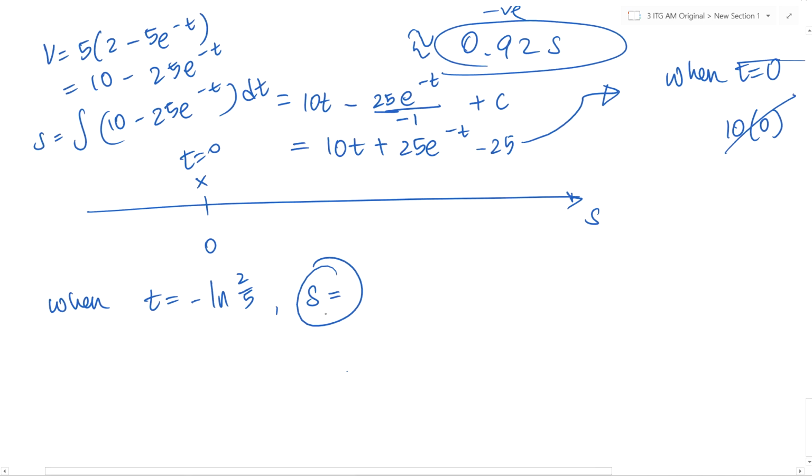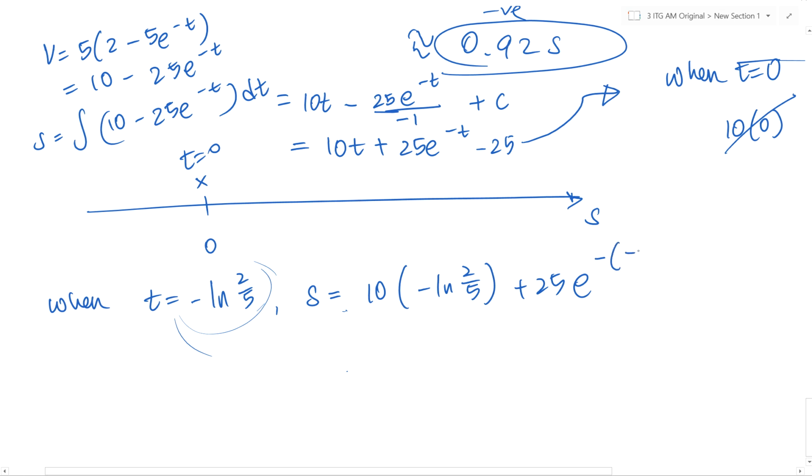Now I can finally substitute all my t values inside my expression for displacement, and I wanted to find out what is the displacement when time equals negative ln 2 over 5. Do a quick substitution. Plus 25e power negative ln 2 over 5. So one definitely can be simplified, minus 25. So from here we will be able to get a value for s. This is s when time equals negative ln 2 over 5.